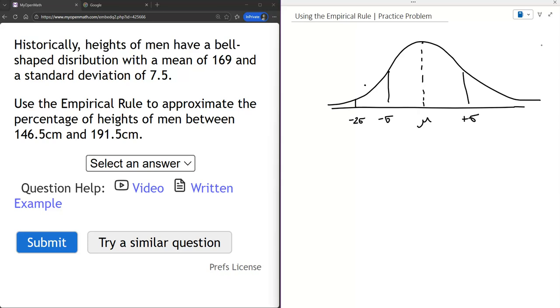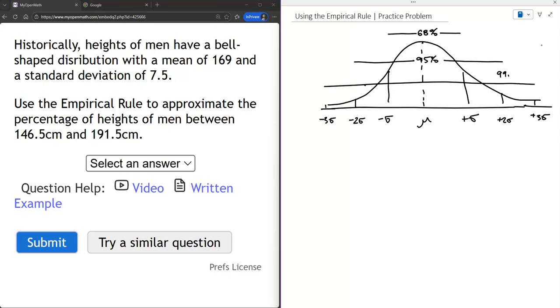95% of the data will be within 2 standard deviations from the mean, and 99.7%, almost everything, will be within 3 standard deviations from the mean. So again, 68% here, 95% will be here, and 99.7% would be here. So that's the empirical rule, which, unlike Chebyshev's rule, only works for bell-shaped distributions.